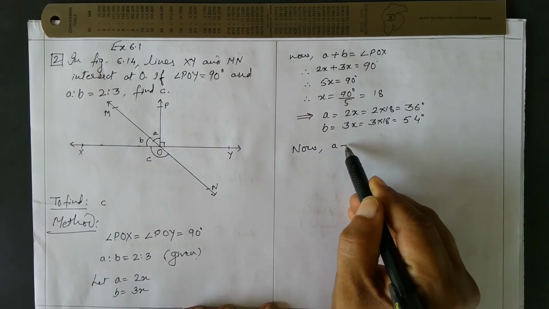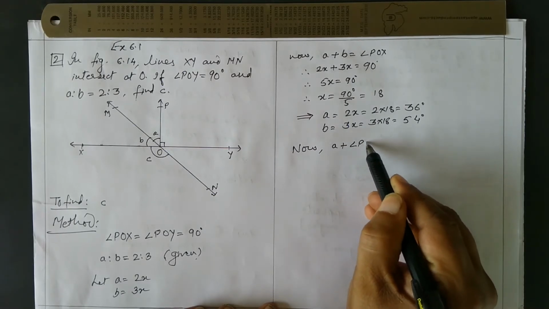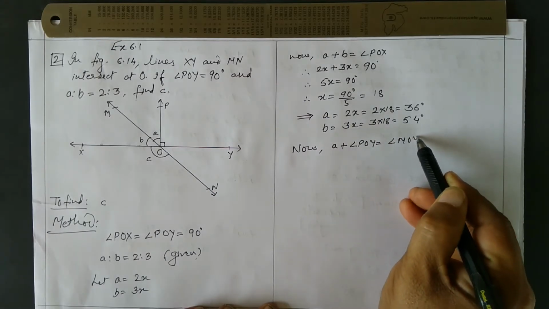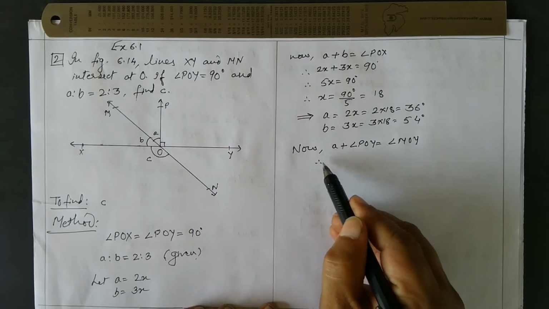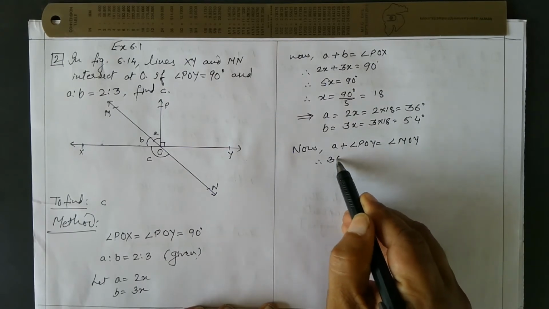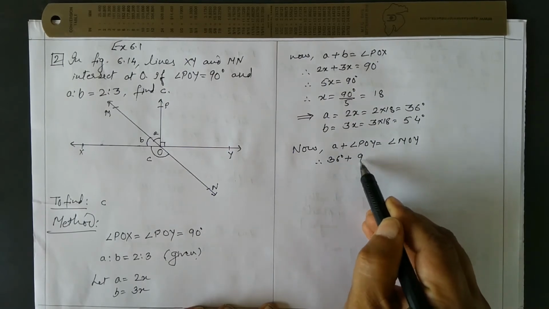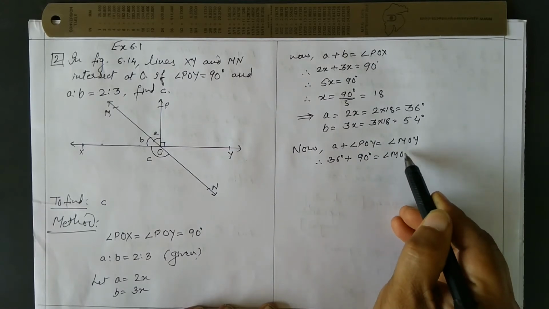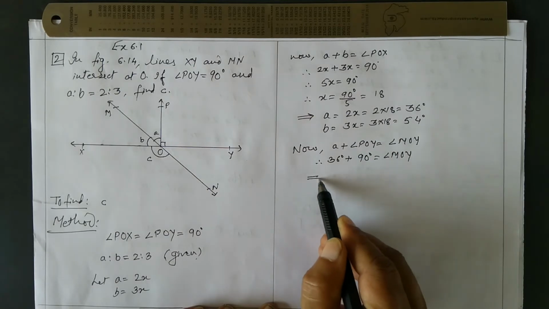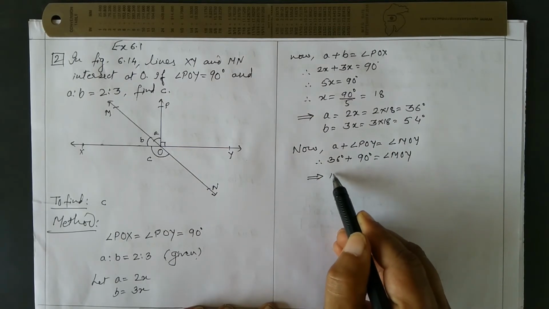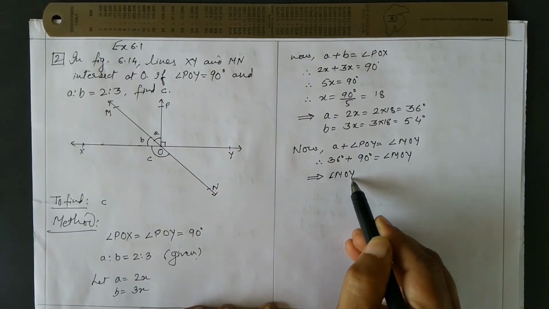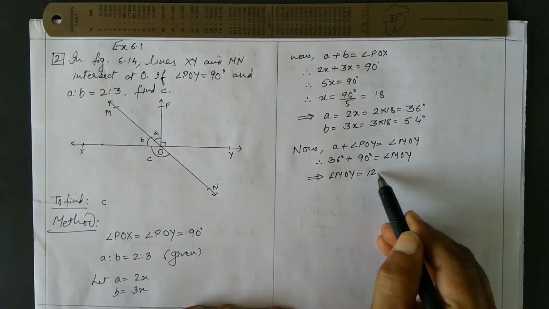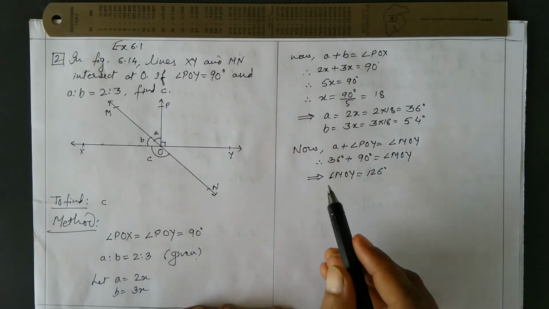A plus angle POY is equal to angle MOY. What is the value of A? The value of A is 36 degrees and POY is 90 degrees. That is equal to angle MOY. So what does it tell? It tells that angle MOY is equal to 126 degrees.